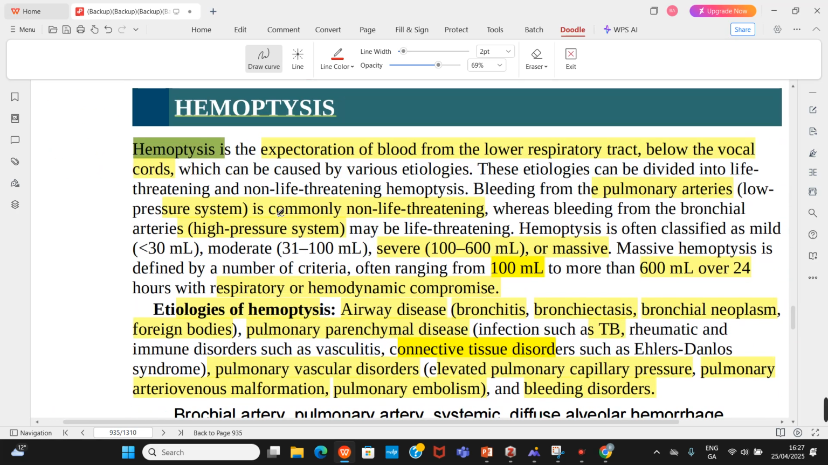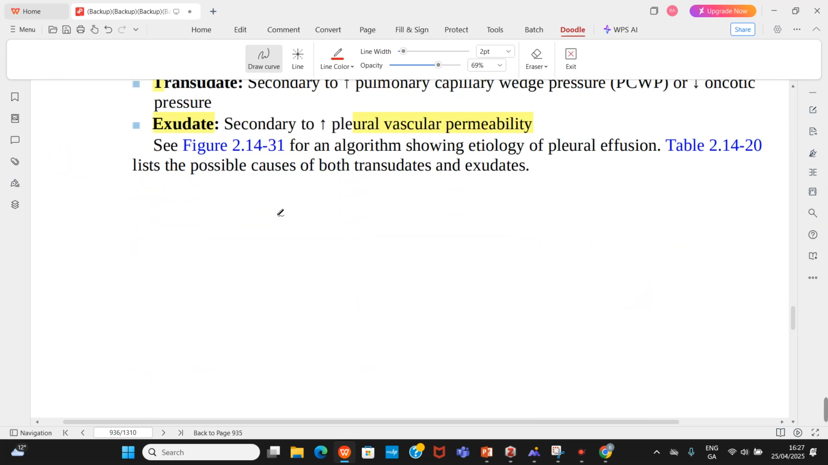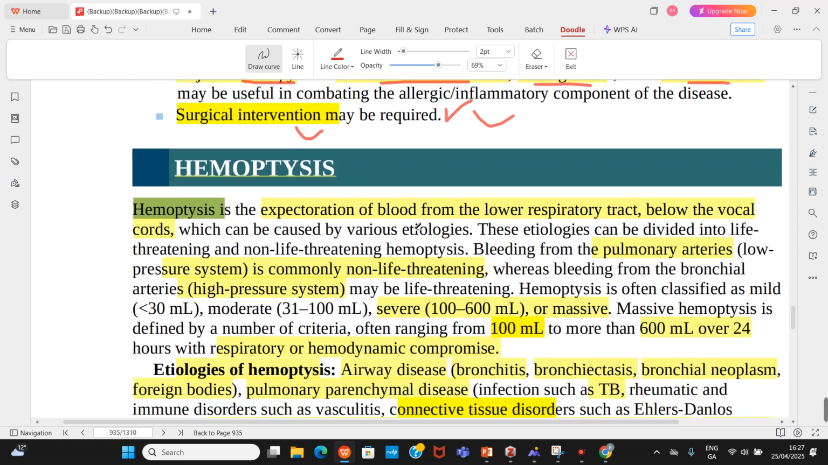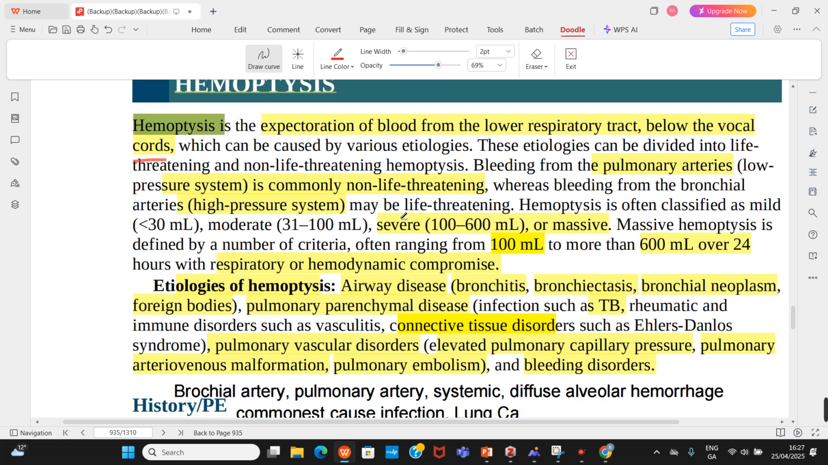Moving on to hemoptysis. Let us try to look at hemoptysis quickly. Hemoptysis is when you have expectoration of blood from the lower respiratory tract, and the bleeding is coming from beneath the vocal cords. What we need to know here is that bleeding from the pulmonary artery is low pressure. Bleeding from the bronchial artery is high pressure.